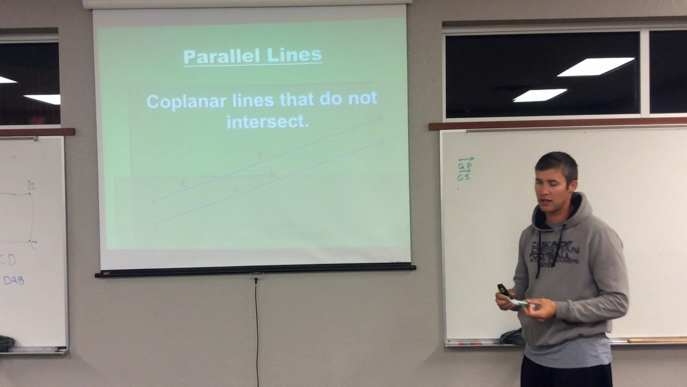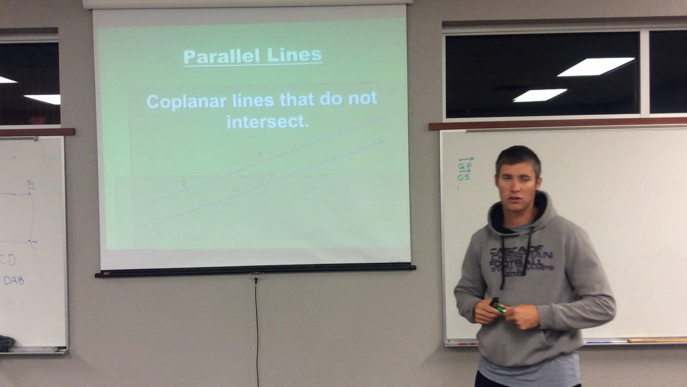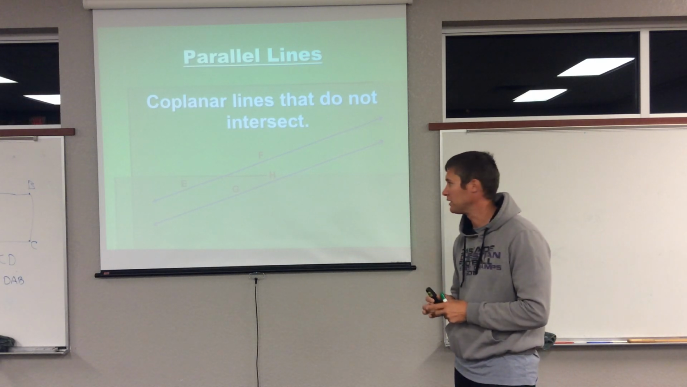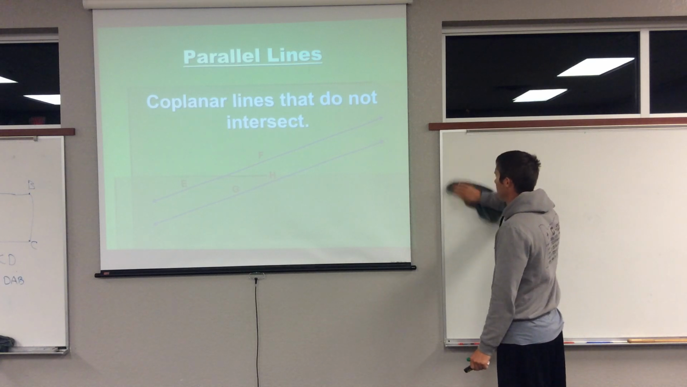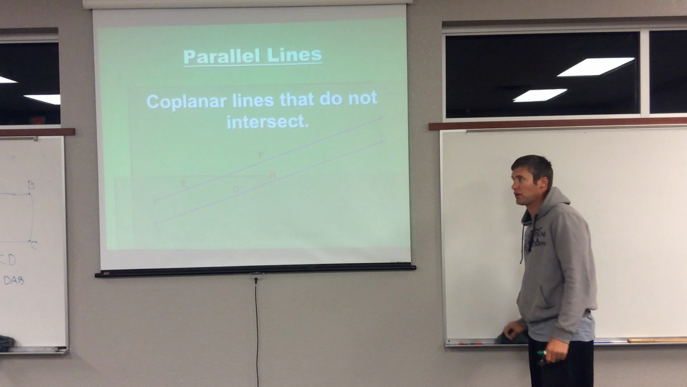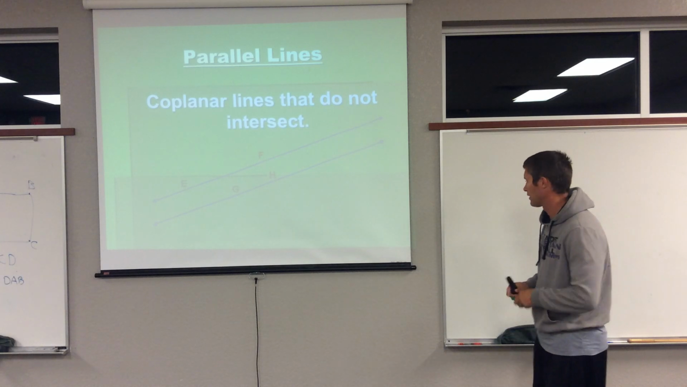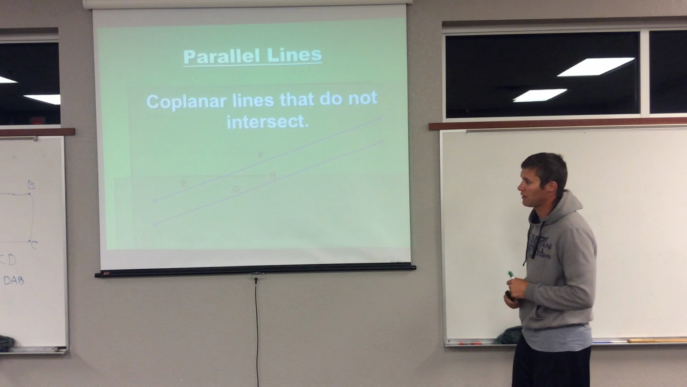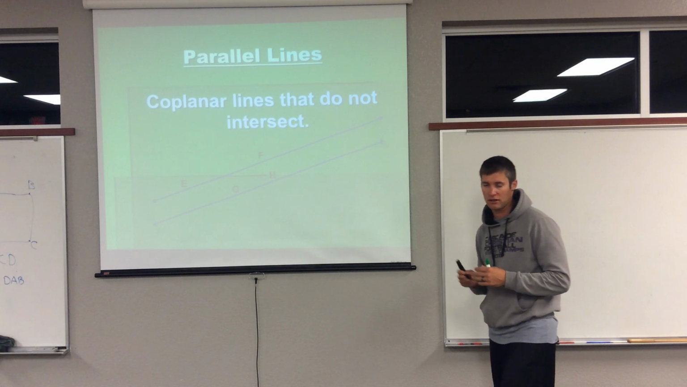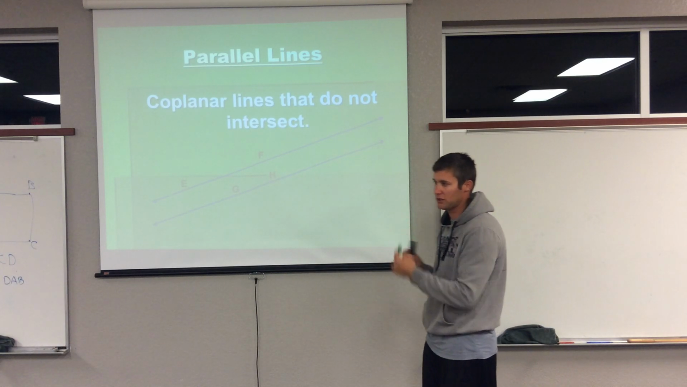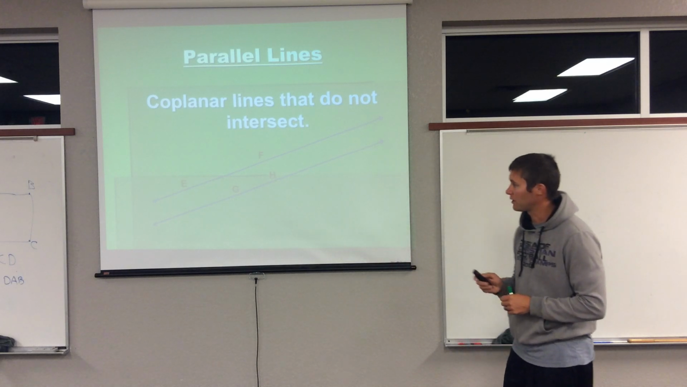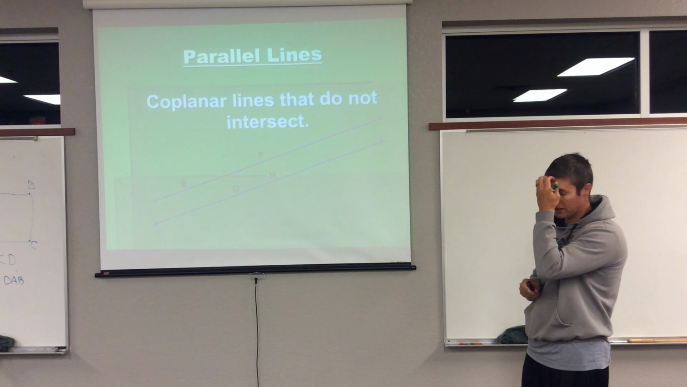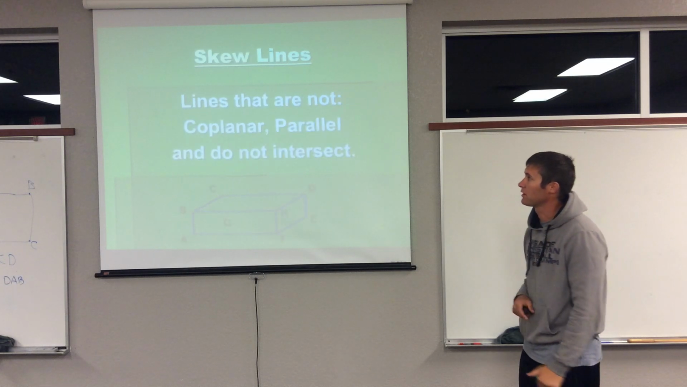Coplanar lines that do not intersect are parallel lines. Coplanar means they are on the same plane. So they have to be on the same plane in order for them to be parallel. You'll see an example later of a box where lines don't touch, but they're not parallel. So coplanar lines that do not touch are parallel lines.